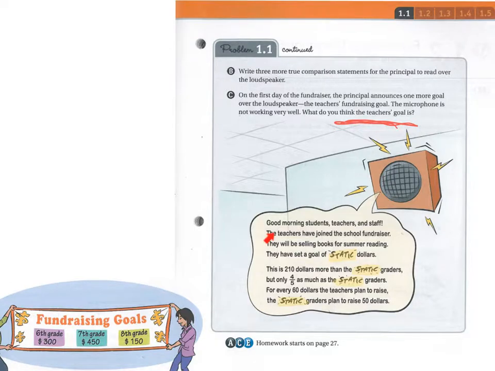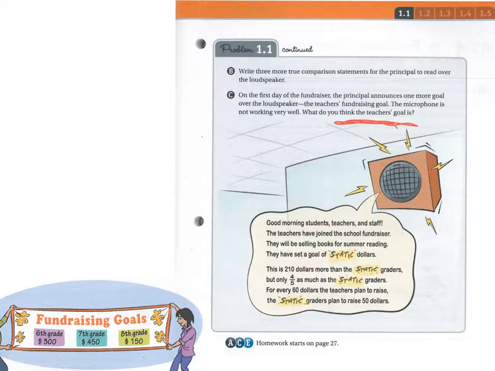So this is what Mr. Schumacher is reading. Good morning, students, teachers, and staff. The teachers have joined the school fundraiser. They will be selling books for summer reading. They have set a goal of blank dollars. This is $210 more than the 6th graders, but only 4/5 as much as the 7th graders. For every $60 the teachers plan to raise, the 8th graders plan to raise $50.